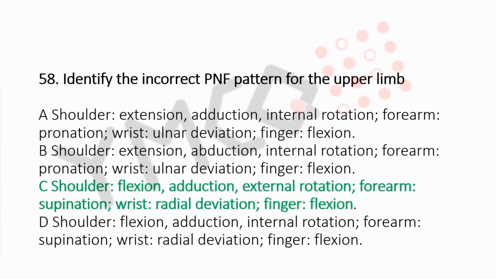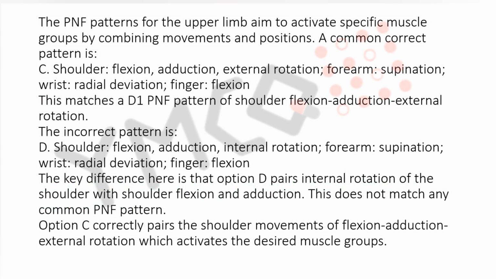C. Shoulder, flexion, adduction, external rotation, forearm, supination, wrist, radial deviation, finger, flexion. Explanation for this question is, the PNF patterns for the upper limb aim to activate specific muscle groups by combining movements and positions. A common correct pattern is C.